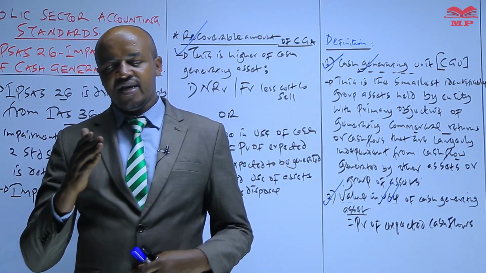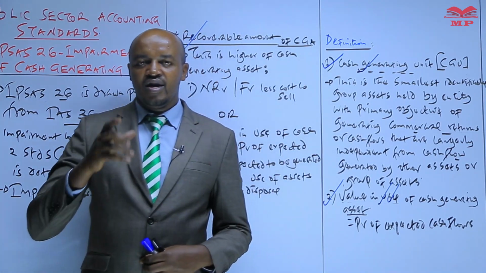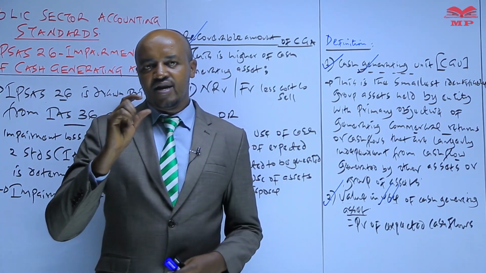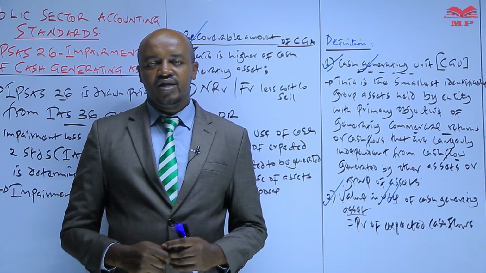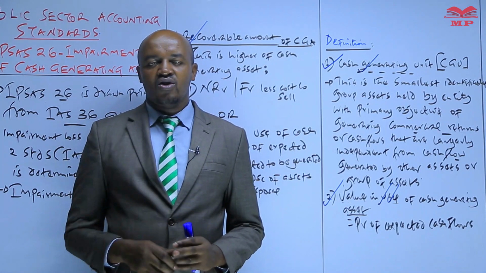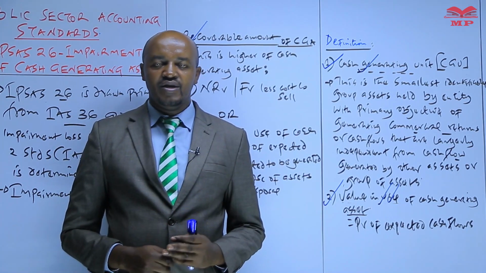So that basically is the end of that particular small subtopic regarding the determination of impairment loss of cash generating assets in accordance with IPSAS 26.